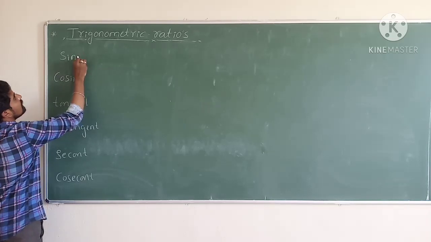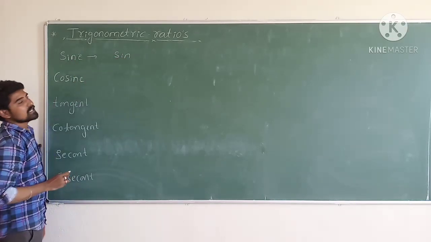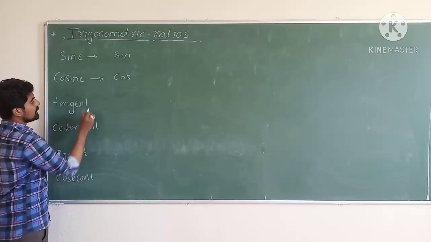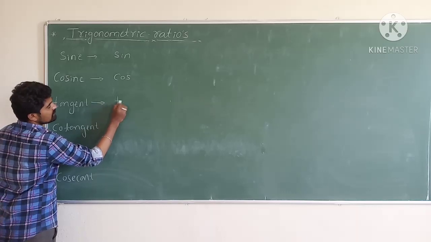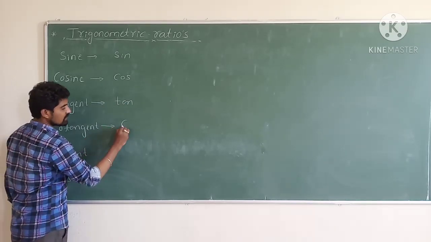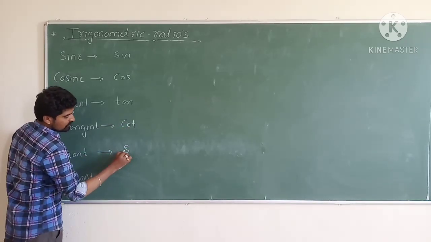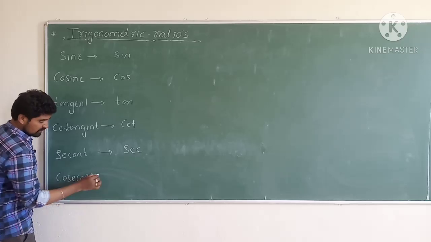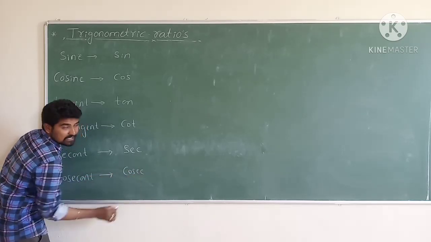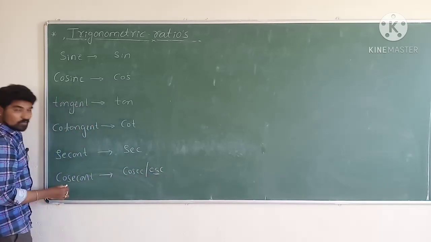Sine, we just write S-I-N, means sine. Cosine, we just write cos. Tangent, we just write tan. Cotangent, we just write cot. Secant, we just write sec. Cosecant, we just write cosec or CSC, means cosecant.